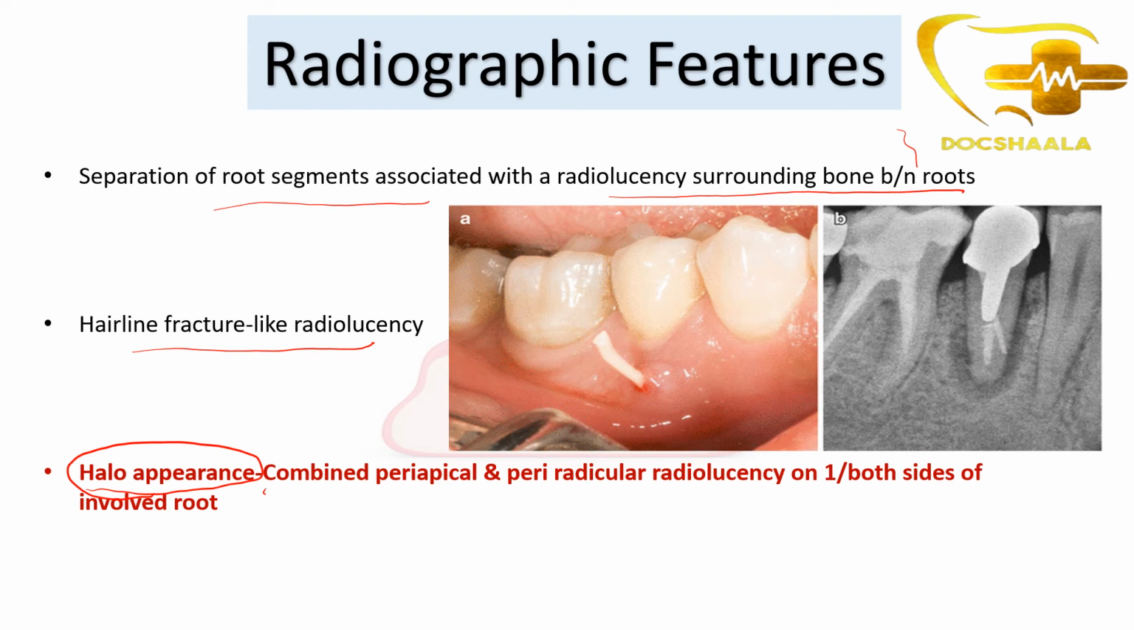You can see that this is an endodontically treated tooth, and it is having a vertical root fracture, but it is showing the radiolucency on the mesial side, a part of the distal side, and also in the apex. So whenever a tooth is showing a combined periapical and periradicular radiolucency on one or both sides of the involved root, it indicates a vertical root fracture. This is one of the main important radiographic features which helps us in identifying a fracture.